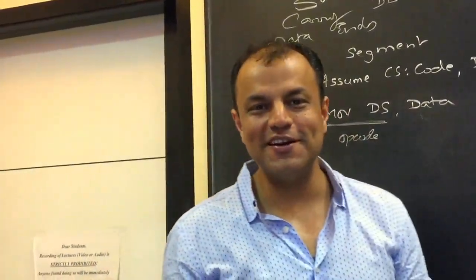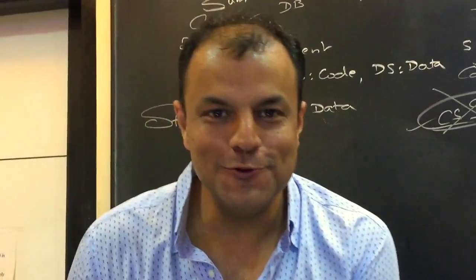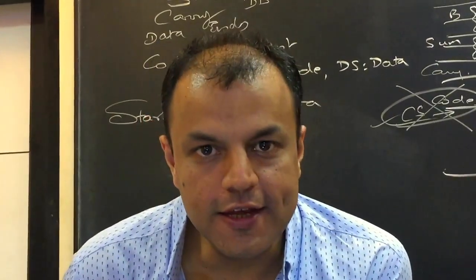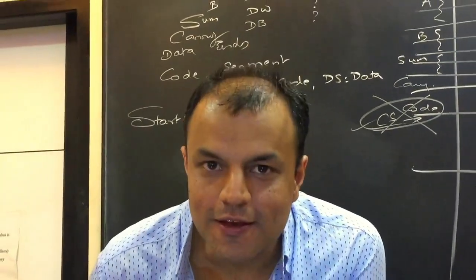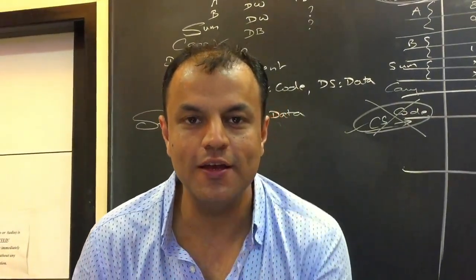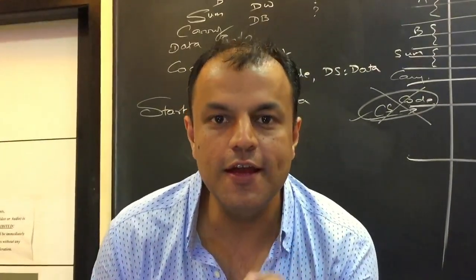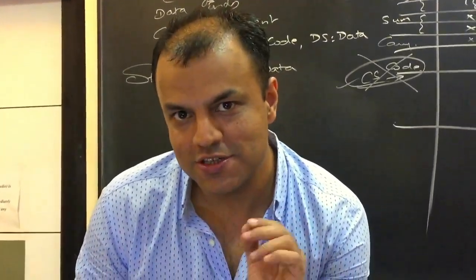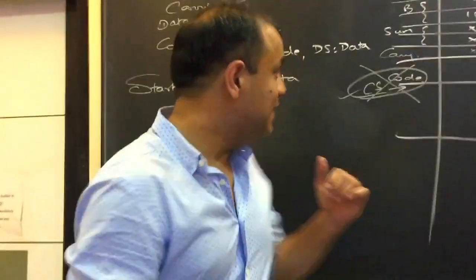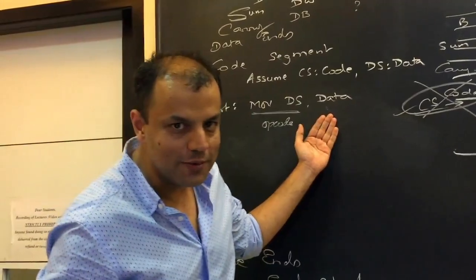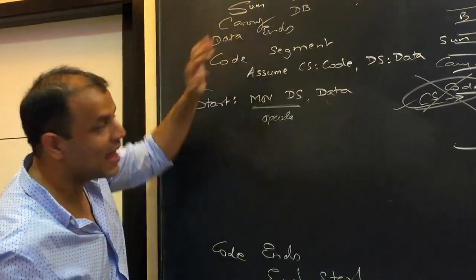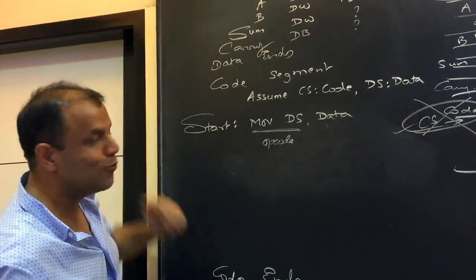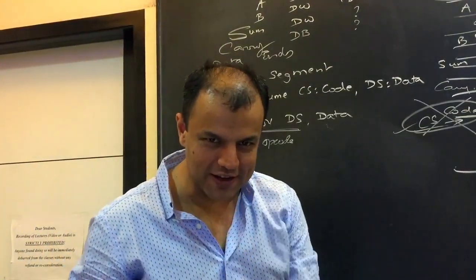You will say, sir, you're contradicting your own self. Some time back I told you, whenever we write the name of a variable, the assembler substitutes the offset address. I still say the same thing. Pay attention to the words I'm saying. Data is not the name of a variable. Data is the name of a segment. A, B, sum, carry are variables. Data and code are segments. Did you understand what I said?